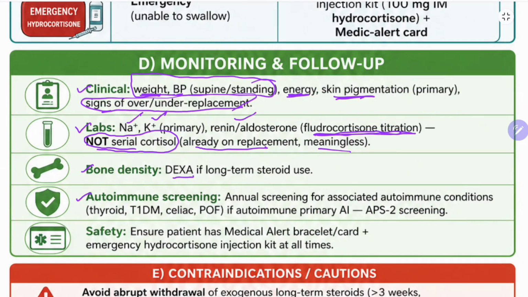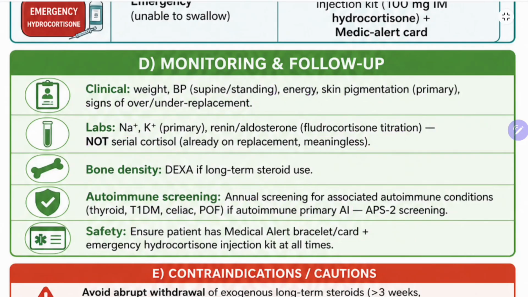Bone density, DEXA if long-term steroid use. Autoimmune screening: yearly screening for associated autoimmune conditions like thyroid, type 1 diabetes mellitus, premature ovarian failure, and celiac disease. Four things: thyroid, type 1 diabetes mellitus, celiac disease, and premature ovarian failure. If autoimmune primary AI is there, then the patient should be screened yearly for this. Ensure the patient has a medical alert bracelet or card plus an emergency hydrocortisone injection kit at all times. Okay, this is how you monitor and follow up the patient.